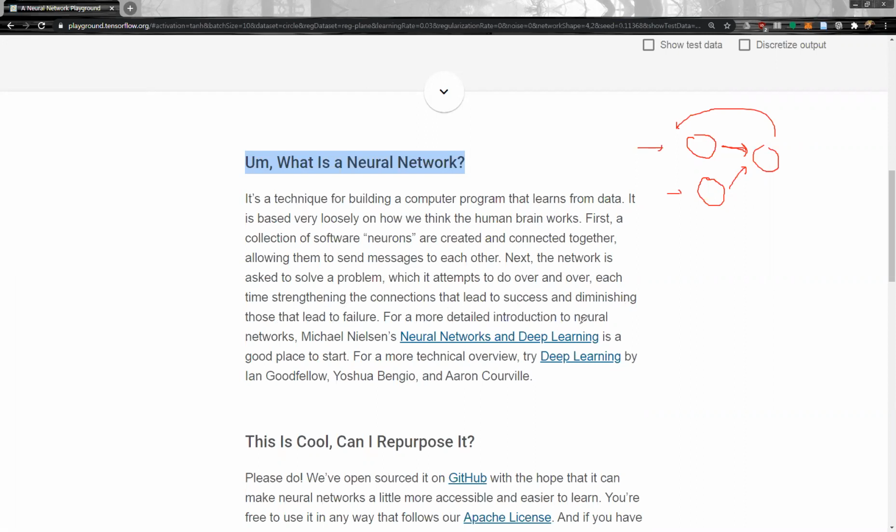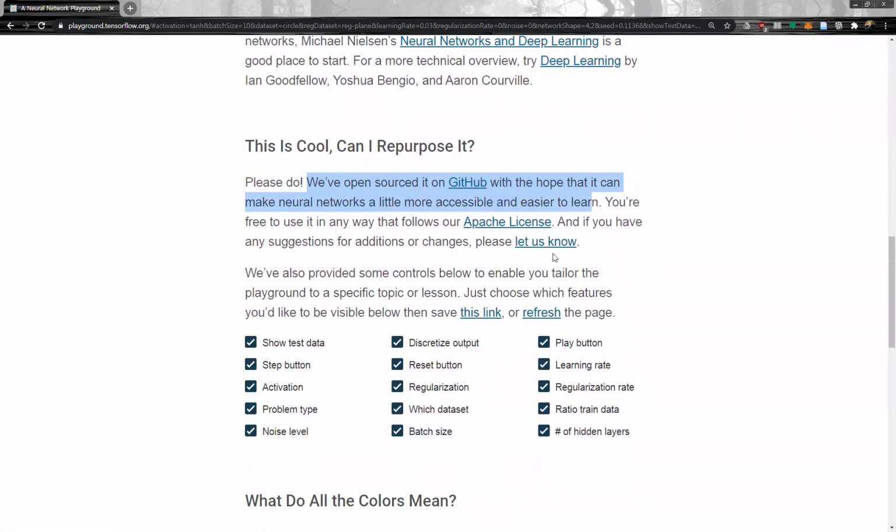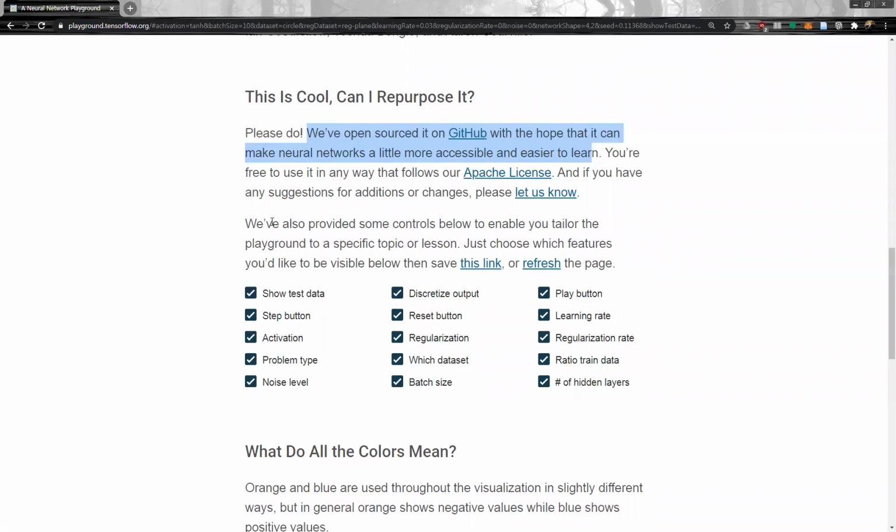For a more detailed introduction to neural network, you can visit here. Okay. For a more technical overview, you can try this. So it is cool. So what is it? And then, yeah. So this is cool. Can I repurpose it? Of course, please do. We've open sourced it on GitHub with hope that it can make neural network a little more accessible, easier to learn. So yes, you can check it. We've also provided some controls below to enable you to tailor the playground to a specific topic or lesson. Okay. Well, now we have every button.